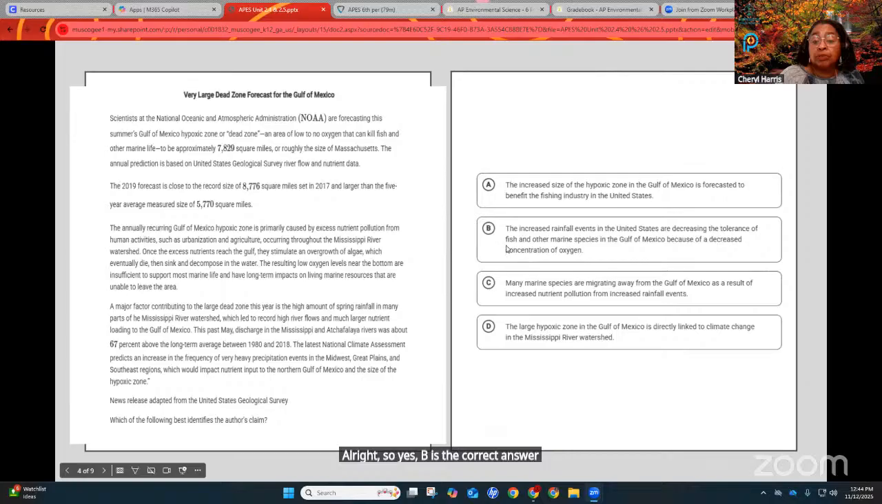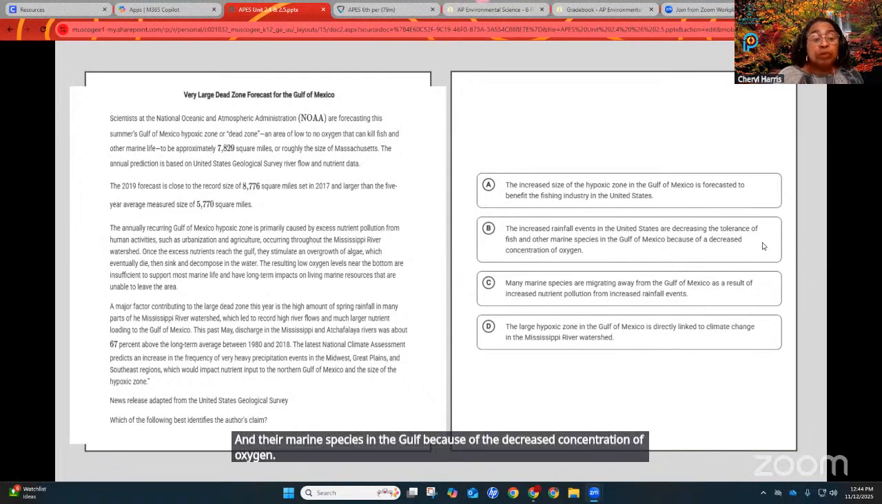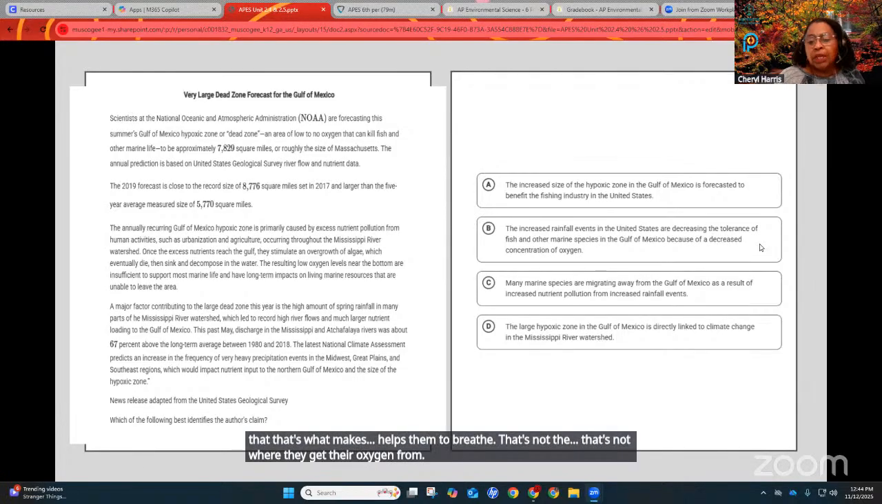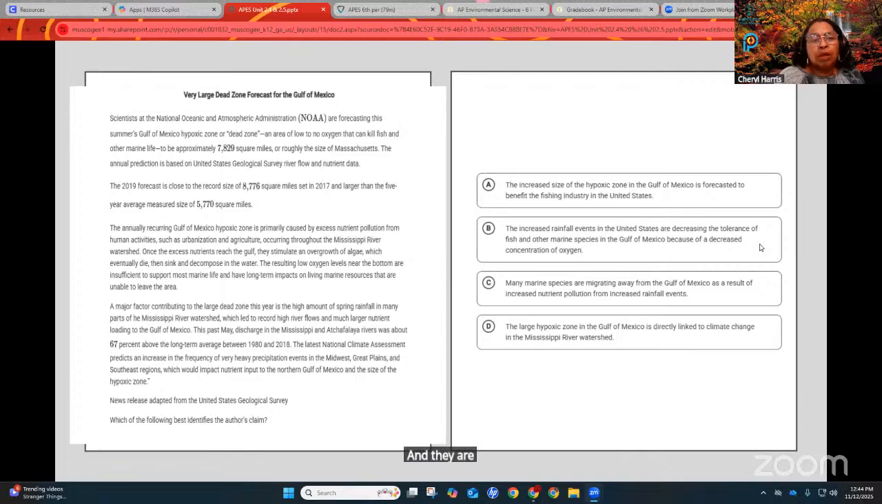B is the correct answer, and the increased rainfall events in the United States are decreasing the tolerance of fish and other marine species in the Gulf because of the decreased concentration of oxygen. What you have to remember too is oxygen dissolves in the water. So we think that because it's water and water is H2O, that that's what helps them to breathe. That's not where they get their oxygen from. They have gills and they are capable of removing dissolved oxygen from the water.